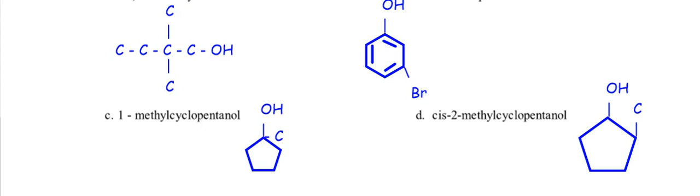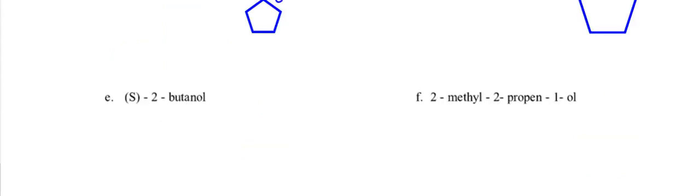Letter E comes back to your R and your S. And so here I have S. So remember I have A, B, C. All right, so here's my ABC going around in the counterclockwise, sinister motion. So I made it into the S-2-butanol.